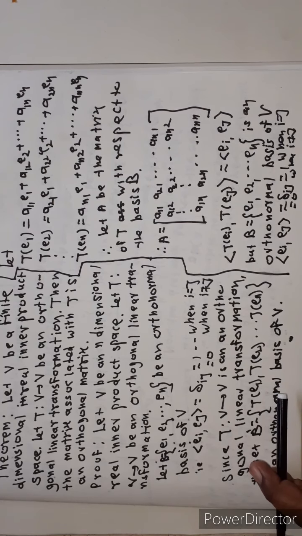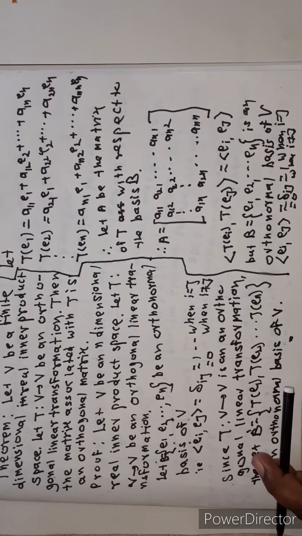Now here, how to form the matrix of T? T of E1 belongs to V and E1, E2, En is a basis of V. Therefore, T of E1 can be uniquely expressed as a linear combination of E1, E2, En. Therefore, there exist unique scalars A11, A12, A1n such that T of E1 is equal to A11 E1 plus A12 E2 plus dash dash plus A1n En. Similarly, T of E2 is A21 E1 plus A22 E2 plus dash dash dash A2n En, and so on for T of En.